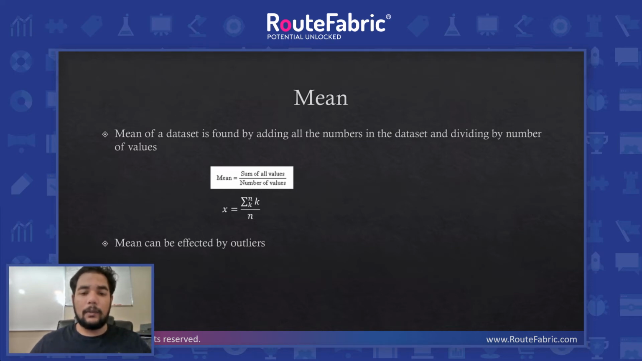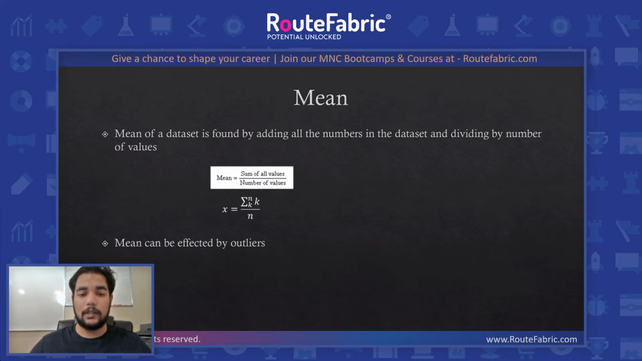One thing to note about mean is that mean can be affected by outliers. If there's an example dataset which goes from 1, 2, 3, 4, and there is 1000 and 2000 at the end, the mean of the dataset is going to be affected because of the outliers, which are 1000 and 2000.